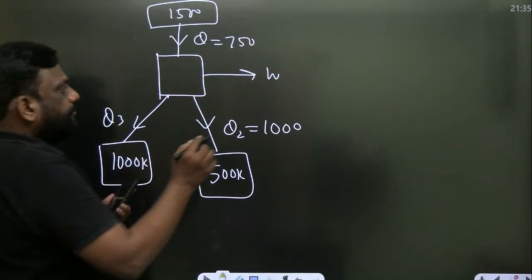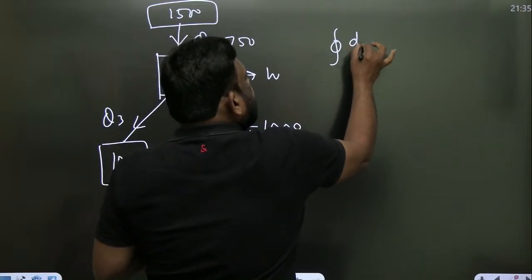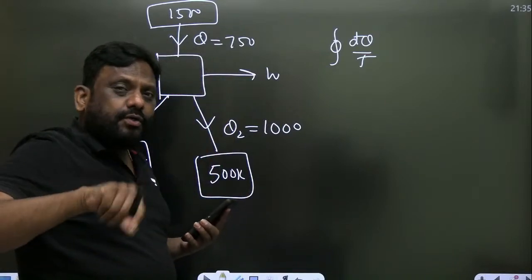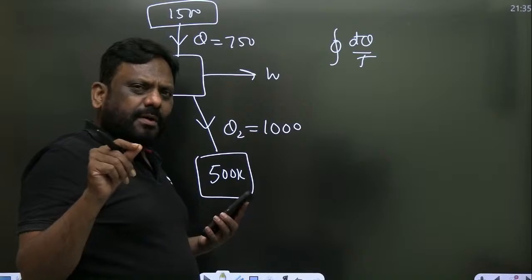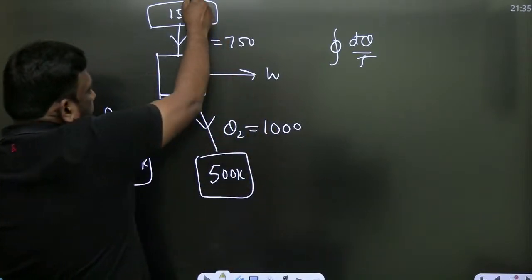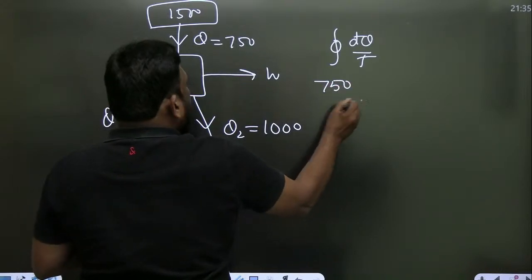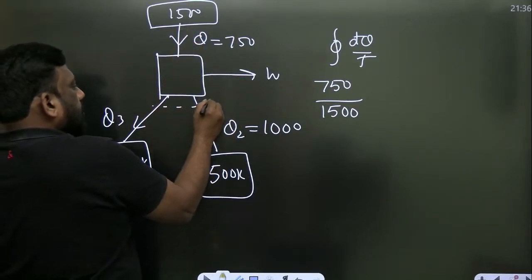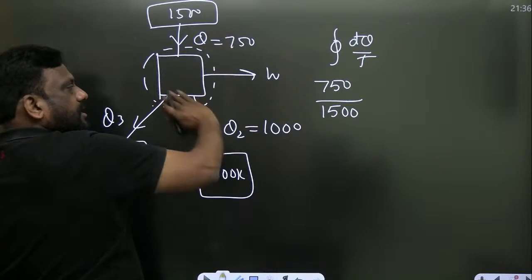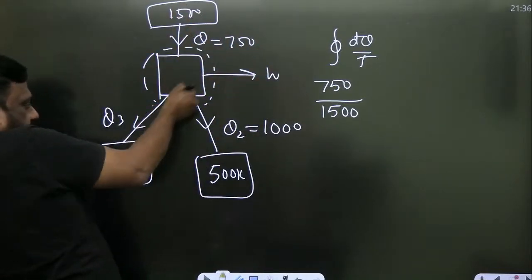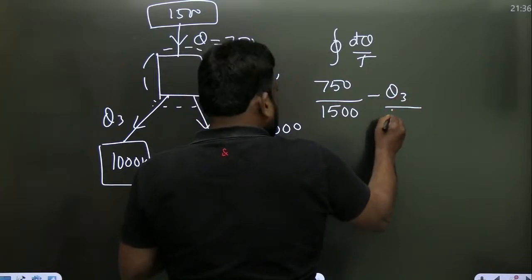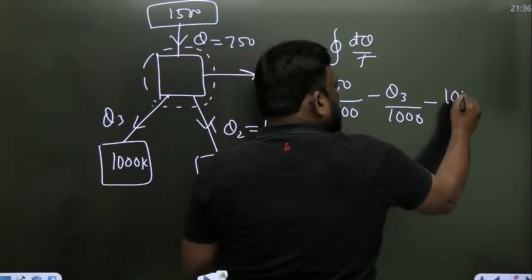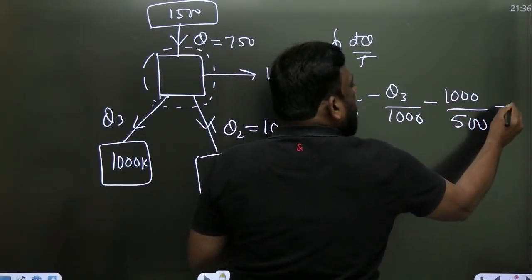कैसे calculate करेंगे? देखो. Clausius inequality says cyclic integral of dQ by T is less than or equal to 0. When it is equal to 0, the cycle is reversible. When it is less than 0, का मतलब negative, it is irreversible. Add करना सर. ये अंदर आ रहा है, तो 750 by 1500. It is plus. Entering plus. Work has nothing to do in Clausius inequality. It is leaving, minus Q3 by 1000. This is also leaving, minus 100 by 500.